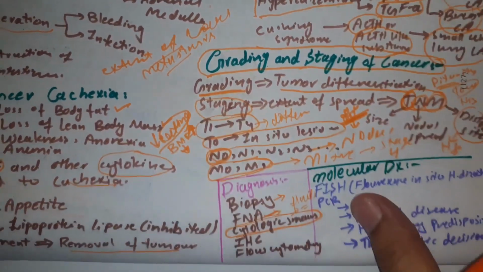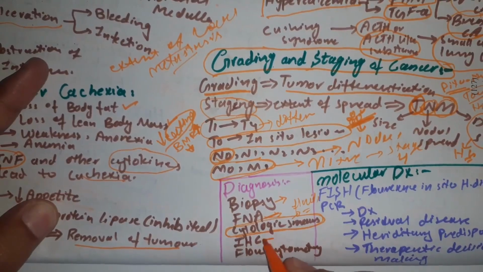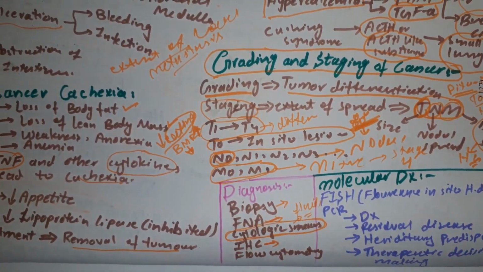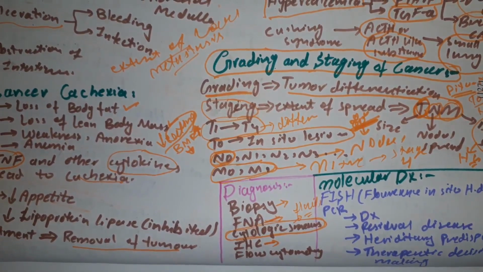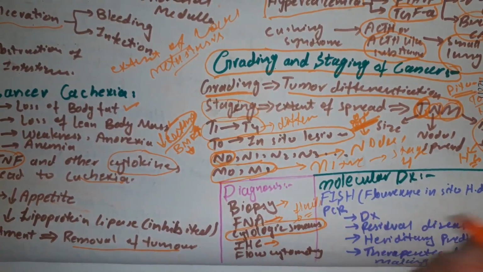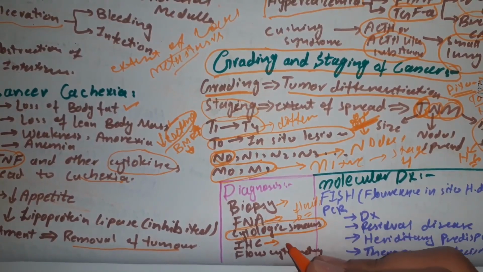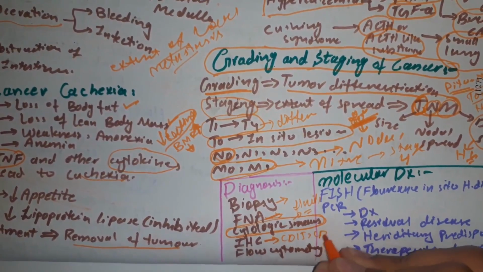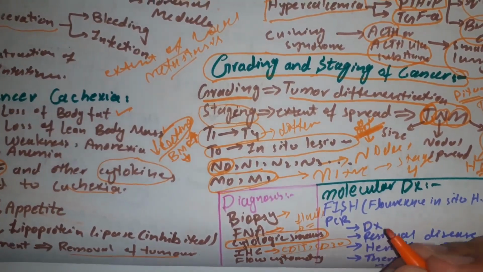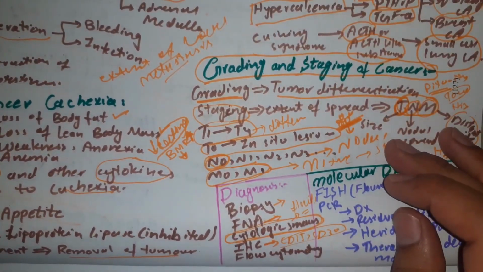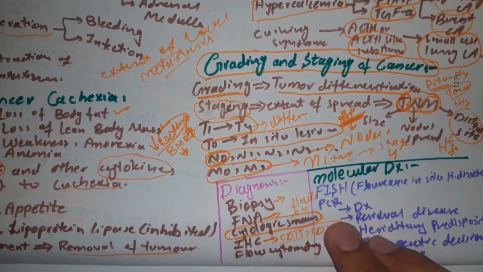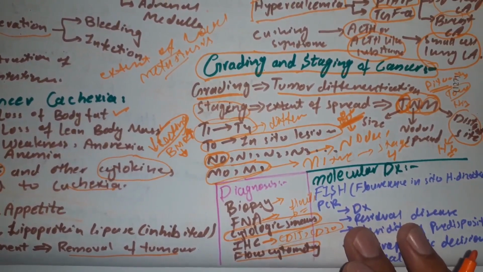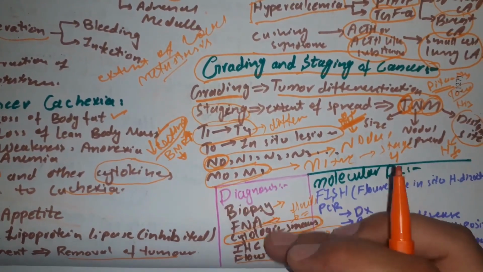Next is immunohistochemistry, IHC. We depend upon the tumor markers. We have previously studied some of them in the chapter, and in systemic pathology it is also given that tumors have certain immunohistochemical markers. For example, in Hodgkin lymphoma, CD15 and CD30 are the immunohistochemical markers, and they also help in the diagnosis of tumors. Next, there is flow cytometry, which uses the fluorescence technique in the diagnosis of tumors. So these are the principal methods of diagnosis of tumor.